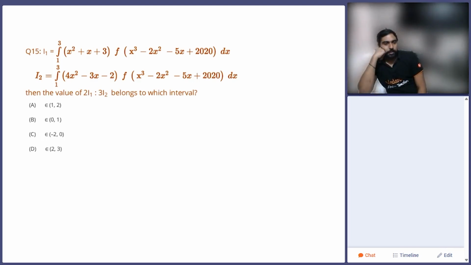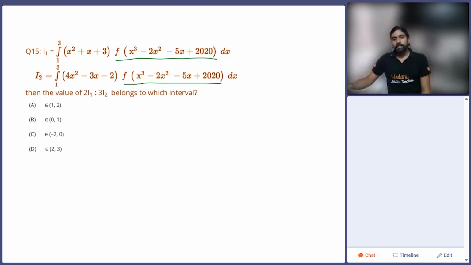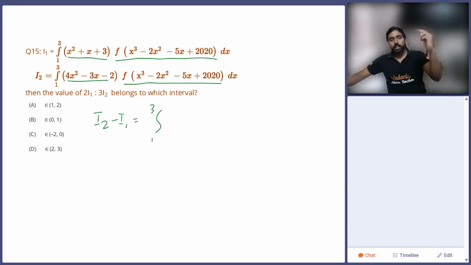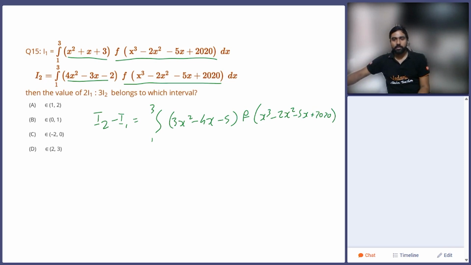Okay, you have I1 and I2 given over here. 2 I1 by 3 I2, which interval does it belong to? I can see in I1 and I2 there is a similar term present, and I need to get the ratio, so let me subtract the two of them. I2 minus I1, if we take, this will be 1 to 3, 4x square minus x square, 3x square. And another reason is I can see somehow its derivative is also created, of the function inside f: minus 4x minus 5 multiplied by f of x cube minus 2x square minus 5x plus 2020.